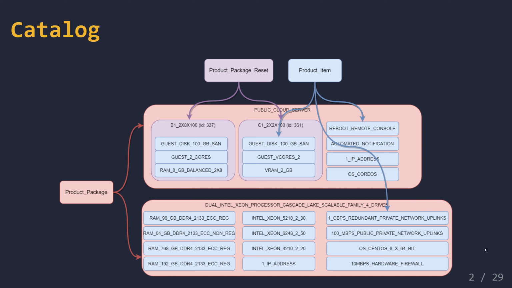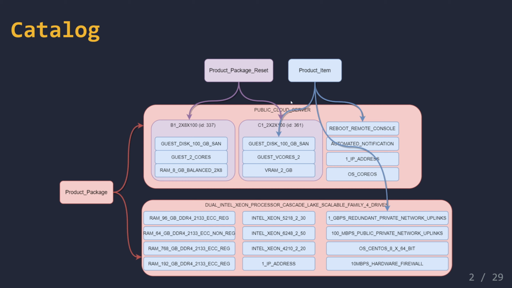In the SoftLayer API, the catalog is broken out into packages, which we see here as two examples of packages. This first one is the public cloud server package, and the second one is a dual Xeon hardware server package. These packages have a variety of different items that you can order in them. These are these little blue boxes here. And depending on which items you select in your order is what you're going to have ordered. But you need to select items from the same package to have a valid order.